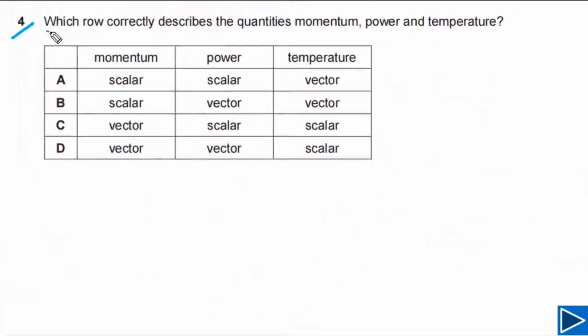For question number 4, we need to describe which row correctly describes the quantities: momentum, power, and temperature. So if you look at option A, momentum is scalar. Momentum is not scalar. Momentum is a vector. So this one is not correct. Power is scalar. This is true. Temperature is vector. This is not correct. Momentum is scalar. It is not correct. Power is vector. Not correct. Temperature is vector. Is also not correct.